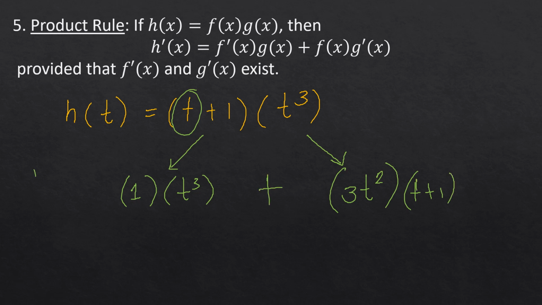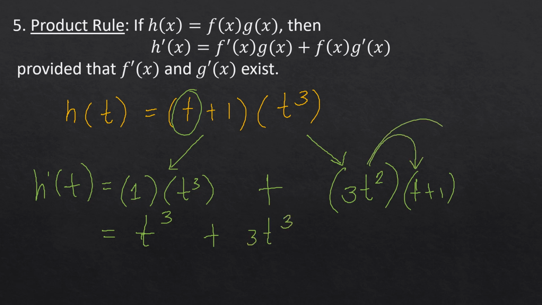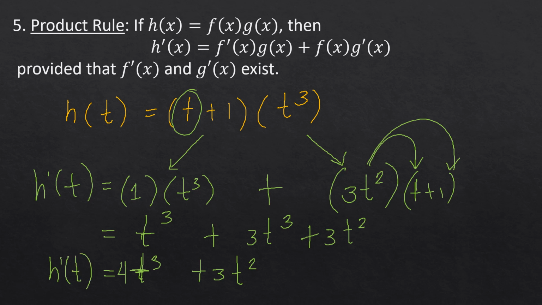Then have the addition. Now we're ready to get the derivative. The derivative will now be 1 plus t cubed is t cubed plus distribute t squared, 3t squared to t plus 1. So we have 3t cubed and 3t squared times 1 is 3t squared. So combine like terms, so we have t cubed 3 plus 1 is 4, so 4t cubed plus 3t squared. So we have h prime of t is equal to 4t cubed plus 3t squared.